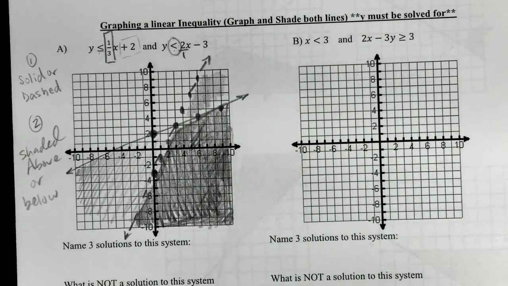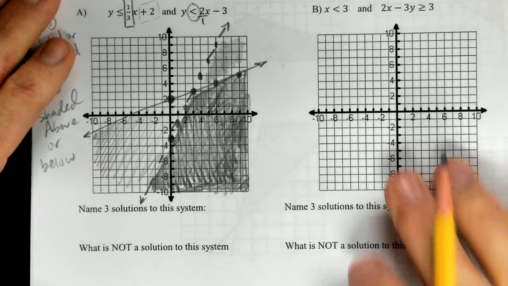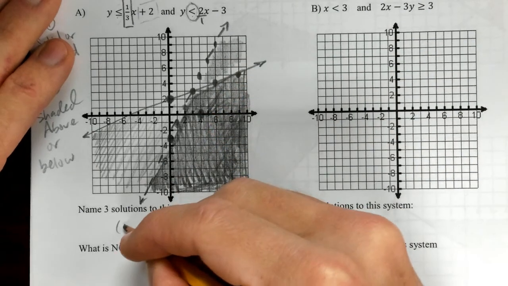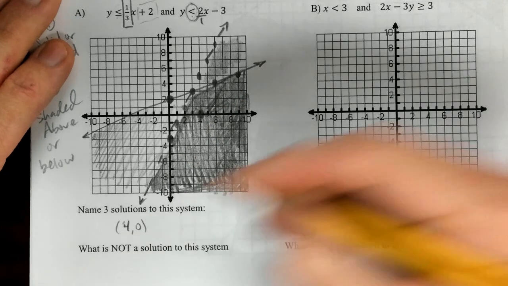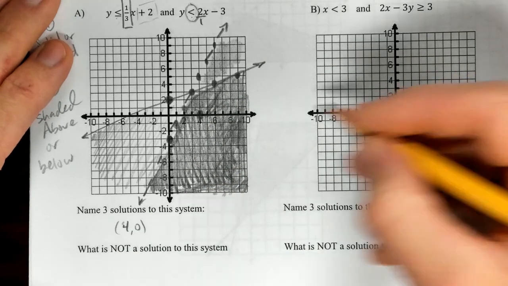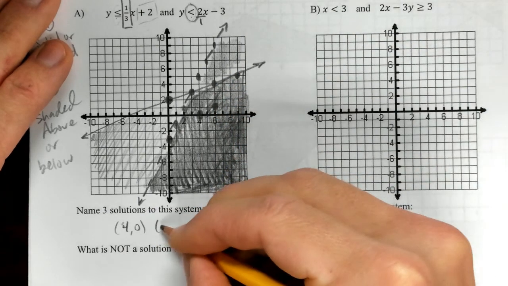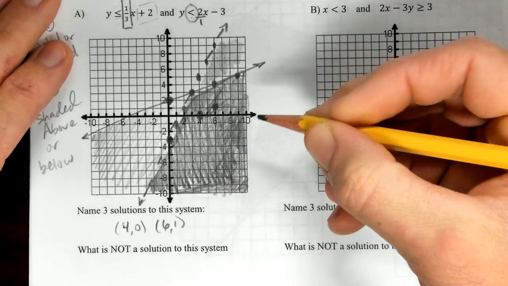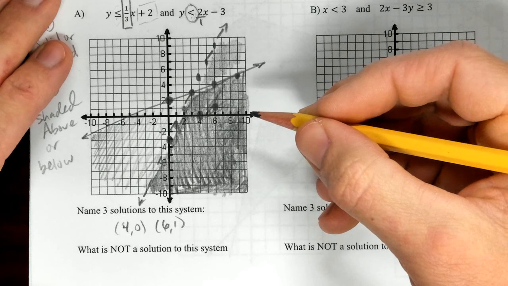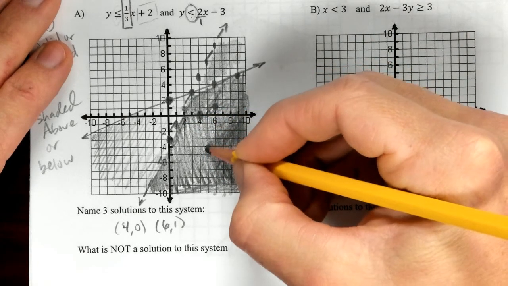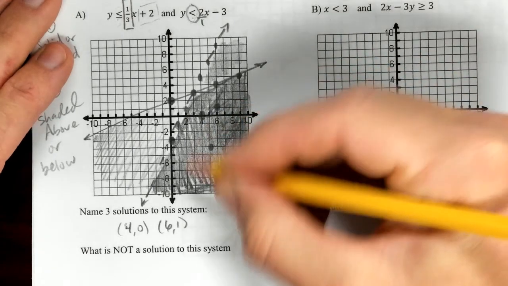Right? So if I go down, it says name 3 solutions to this system. We'll just pick 3 points. There's a point right there at 4, 0. That's a solution. You've got a point right here at 6, 1. It doesn't matter, as long as it's within your shaded area, it's part of your solution set. You've got a point over here at 5, negative 4. Any point down here works.